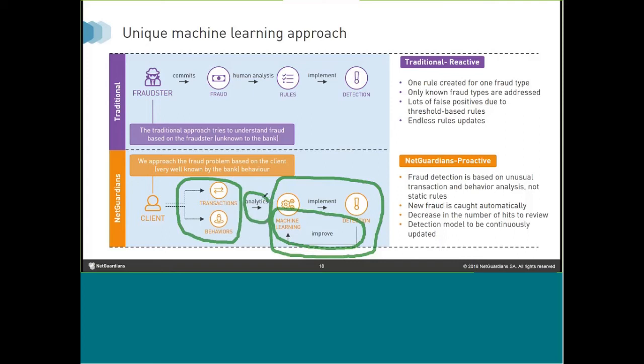So in terms of creating your own models as a customer, you don't need that. The system will take care of a lot of improvement, detection, and machine learning.